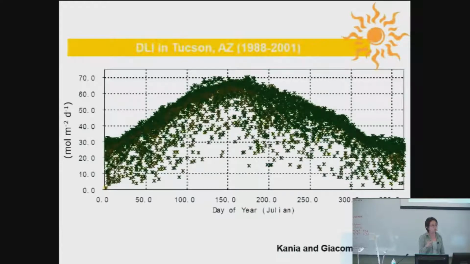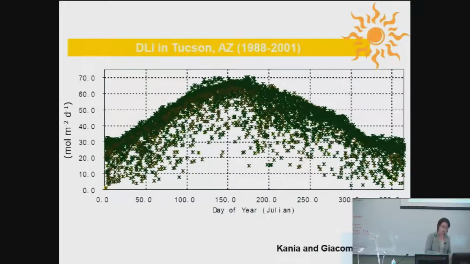Usually 1 micromole per square meter per second is 0.5 watt per square meter. So it's a 2-to-1 ratio. Say that again: if the weather station says 1 watt per square meter, that means 2 micromoles per square meter per second. Okay? You basically double it to get PPF, photosynthetic photon flux.